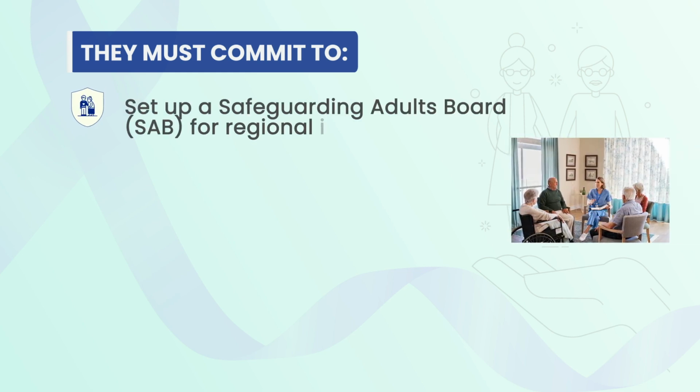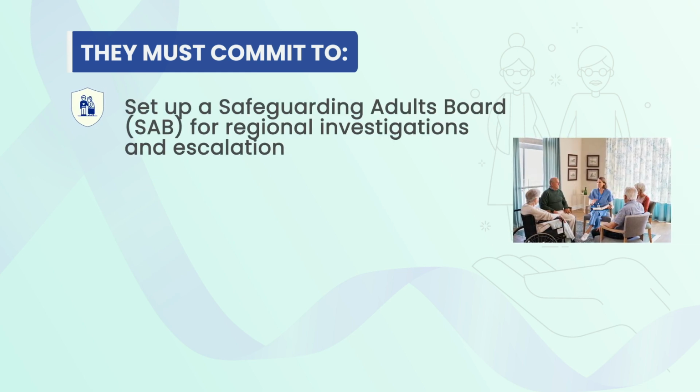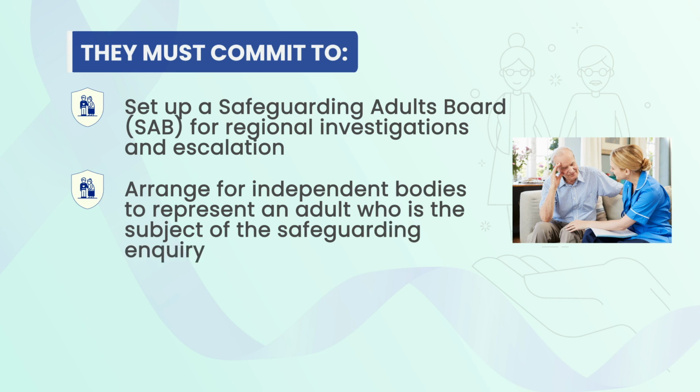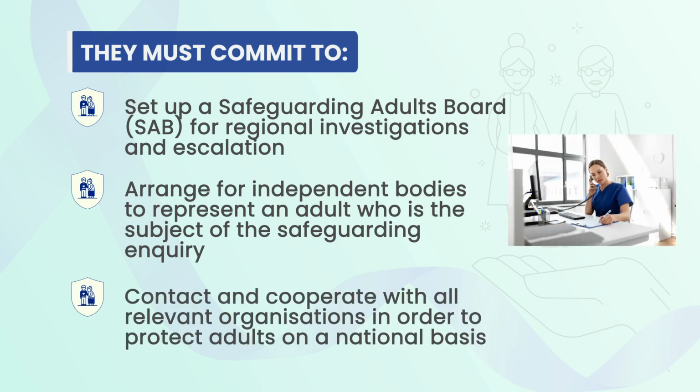set up a Safeguarding Adults Board, SAB, for regional investigations and escalation, arrange for independent bodies to represent an adult who is the subject of the safeguarding inquiry, contact and cooperate with all relevant organisations in order to protect adults on a national basis.